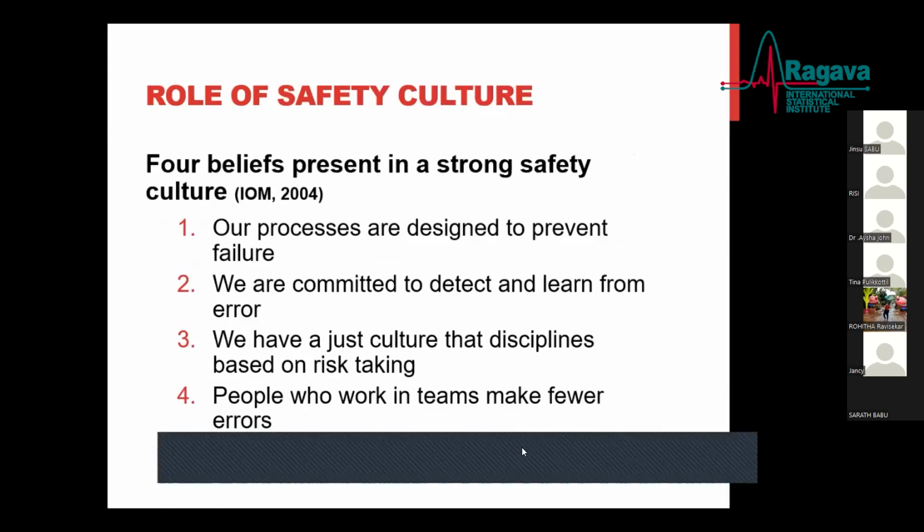Now, the role of a safety culture. There are four beliefs present about safety culture. Our processes are designed to prevent failure. We are committed to detecting and learning from errors. We have a just culture that disciplines based on risk taking. People who work in teams make fewer errors. So these are the four beliefs in a strong safety culture.